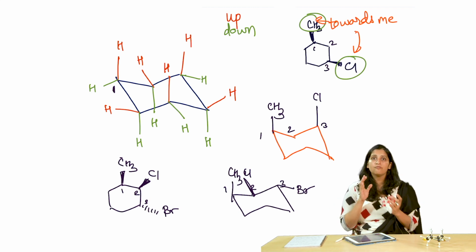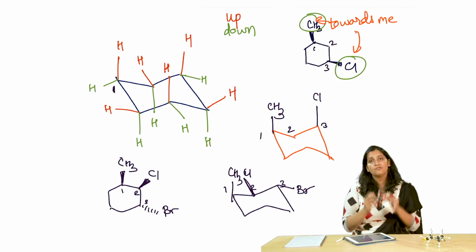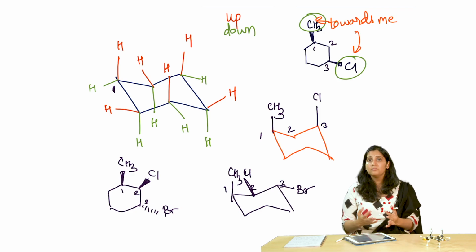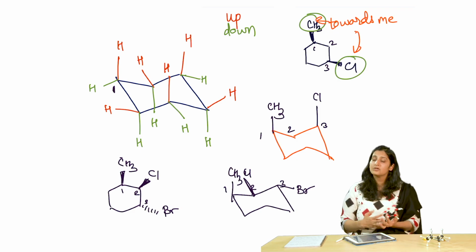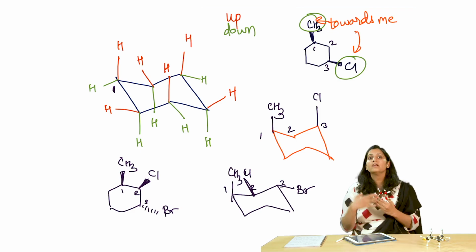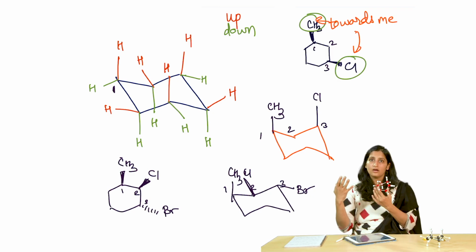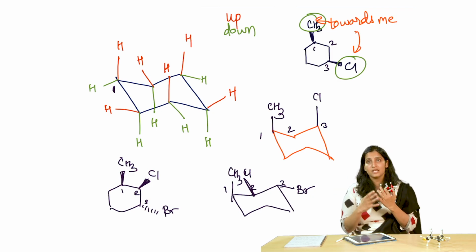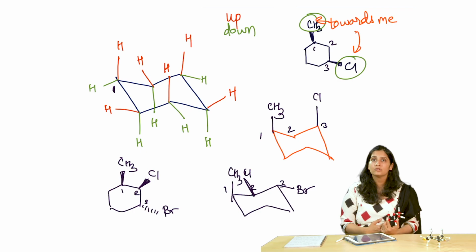Always think of whether the group is coming towards you or going away from you, and on that carbon, whichever group is coming towards you, it could be an equatorial group, it could be an axial group, you have to draw that fragment of the molecule on that particular carbon such that it fits the description.